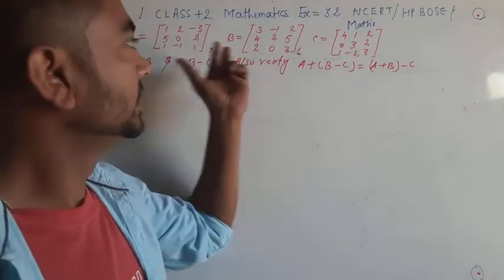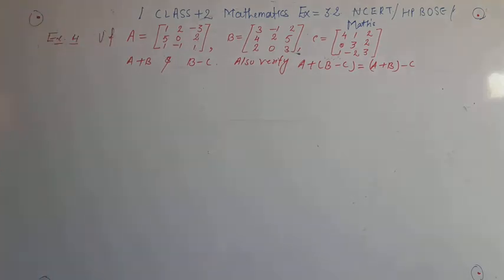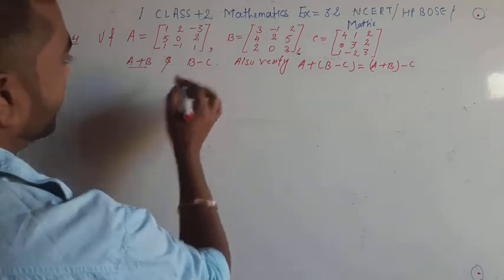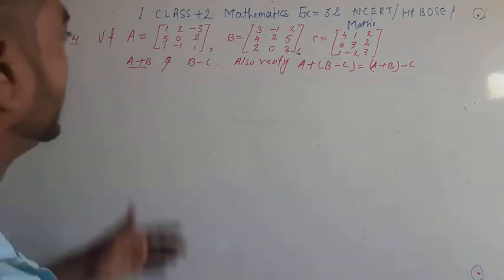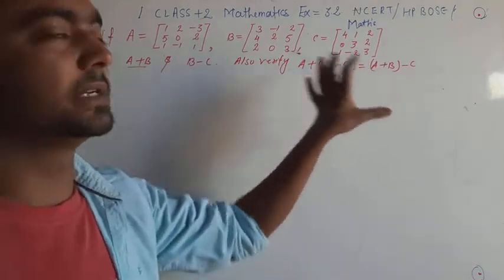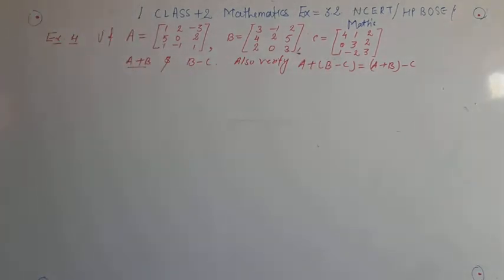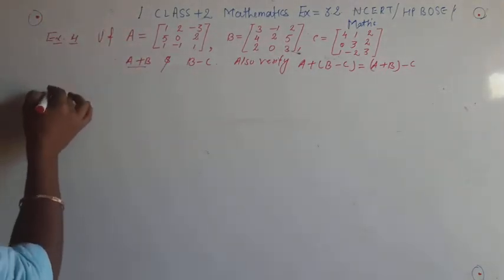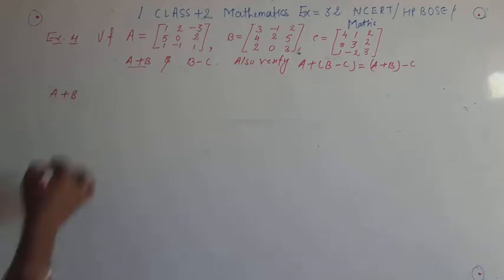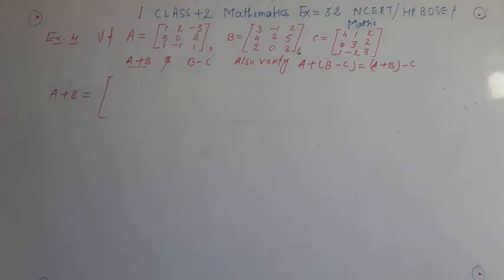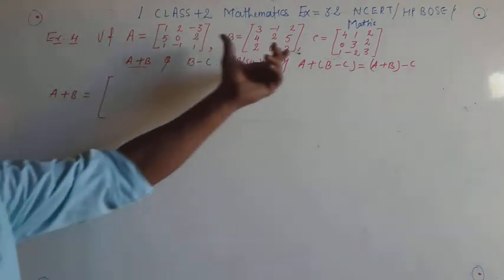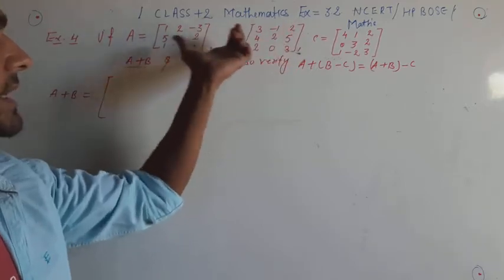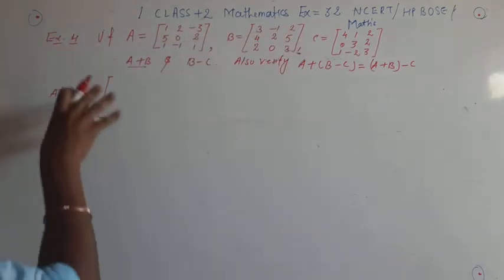Now here you see there are 3 matrices given. Firstly, you have to evaluate A plus B and then you have to find B minus C. After finding these terms, you have to verify the result. First we will find A plus B, and you already know how we find this. We have to add these two matrices. The order is the same, so we can add the corresponding elements.